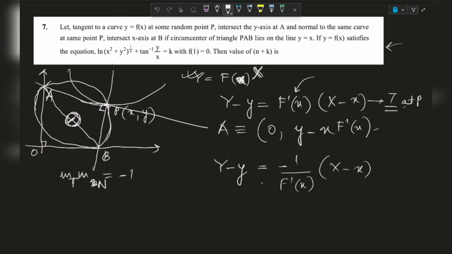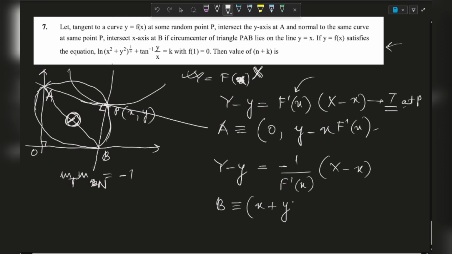So now if you put capital Y as 0, because it's intersecting the x-axis, we will have our point B as small x plus small y times capital F dash x, comma 0.